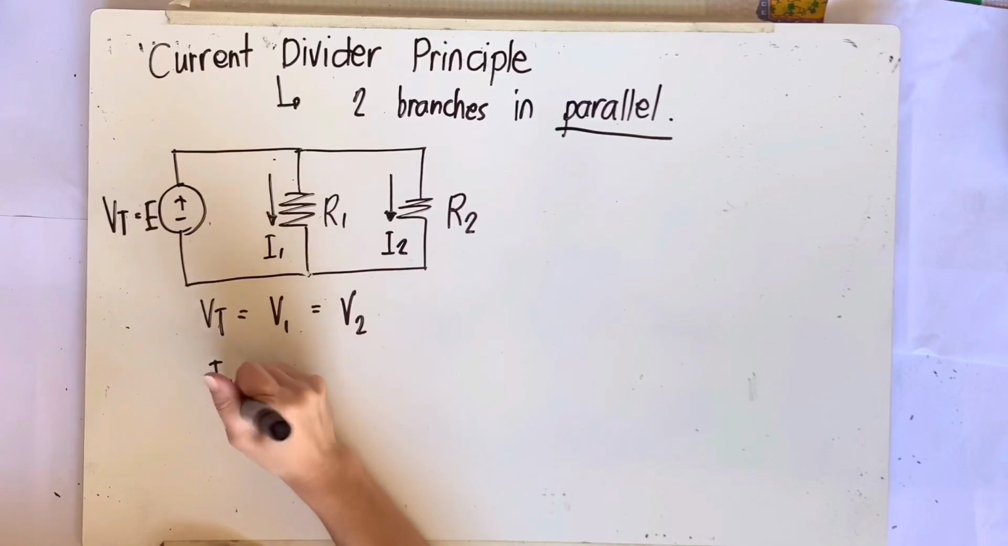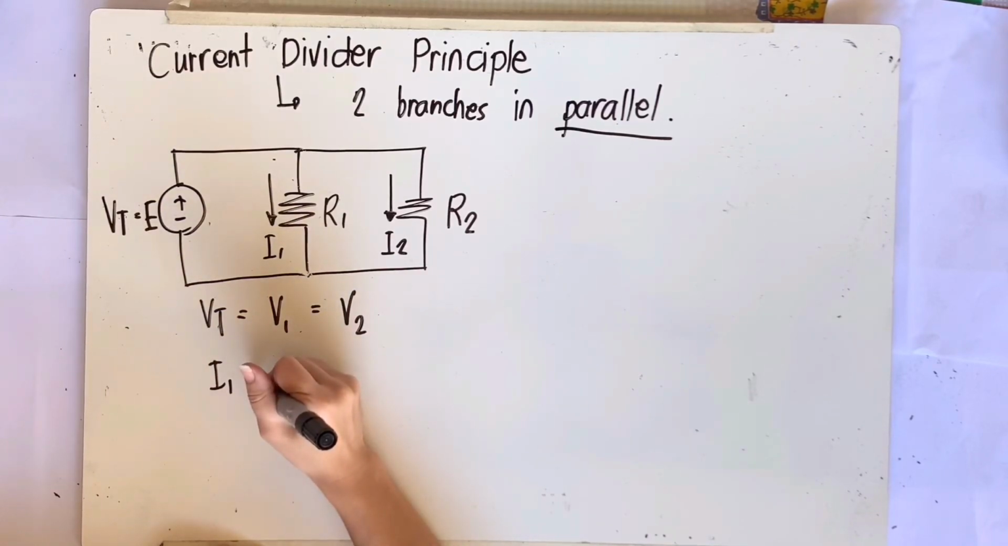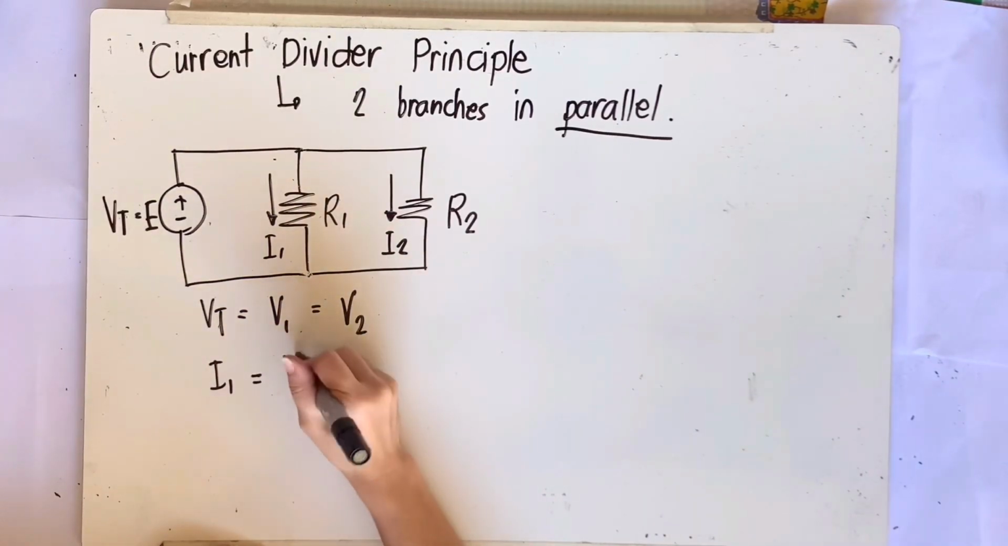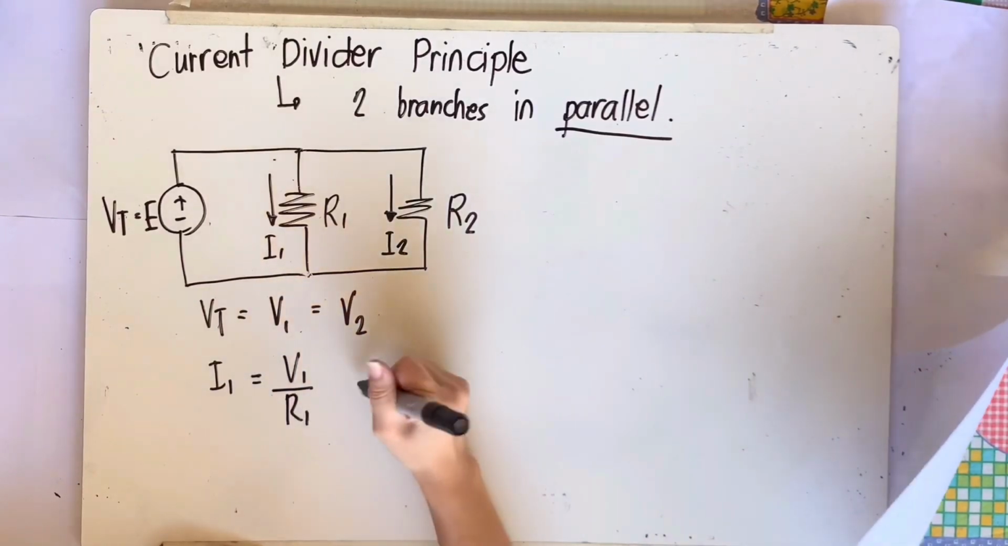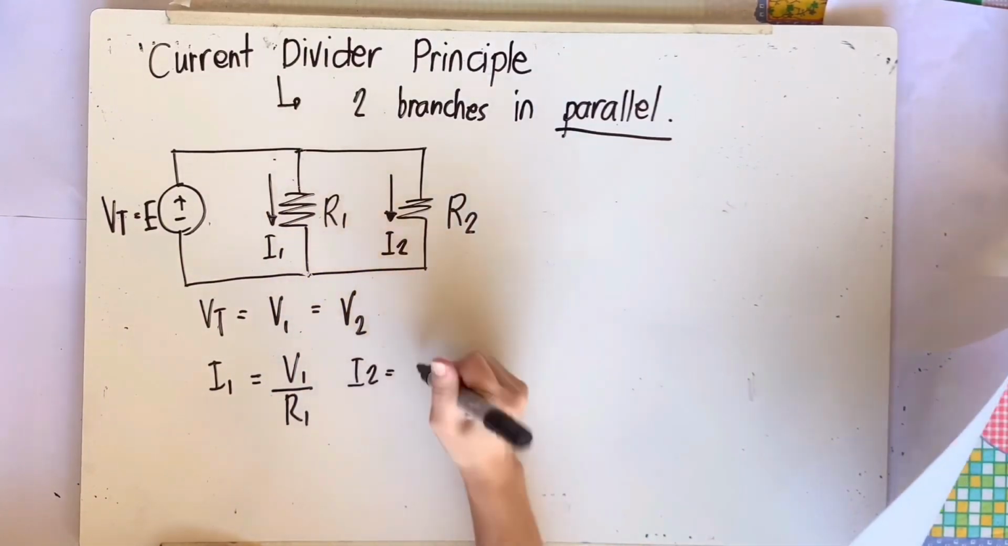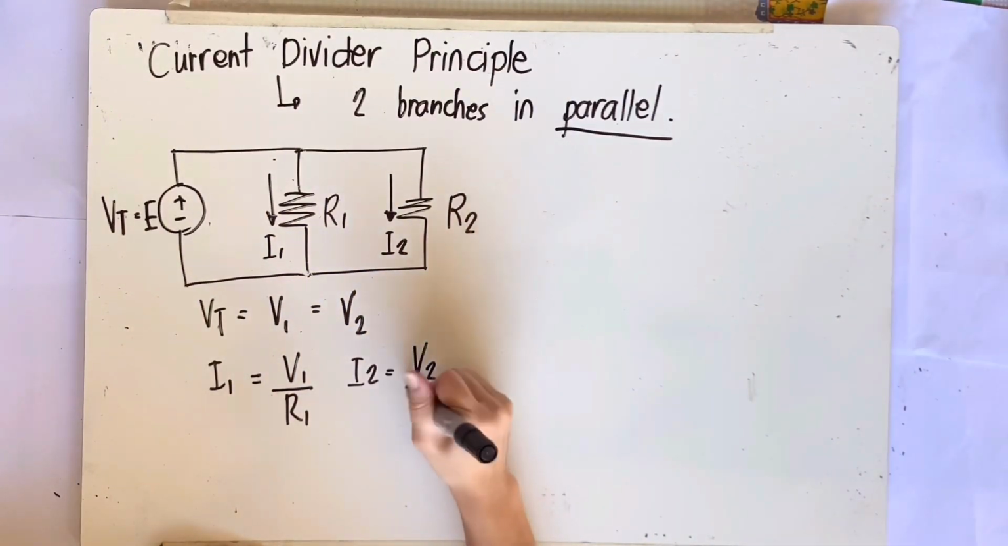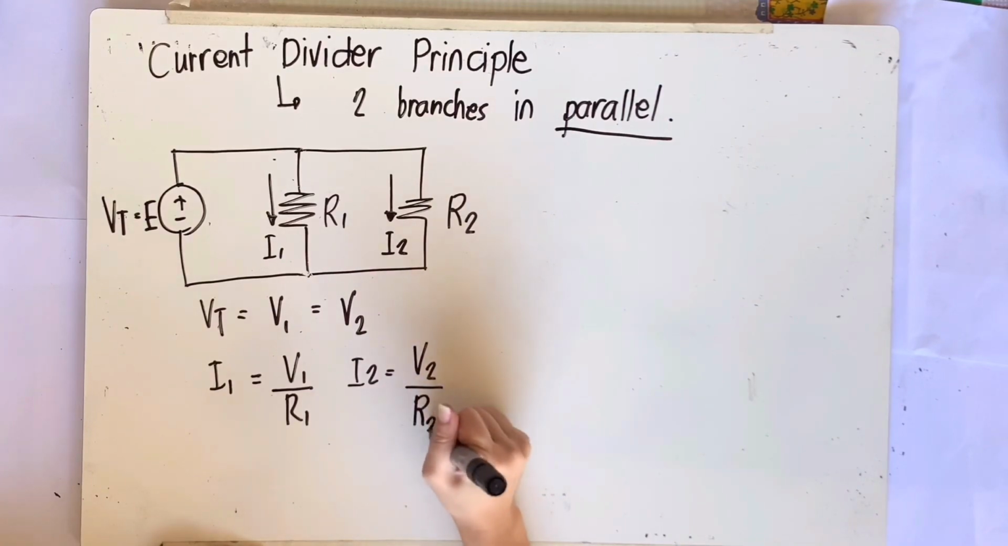And if we get I1, we apply Ohm's law and that would be voltage V1 divided by resistance in that branch which is R1. And for I2, we have V2 over R2 naman.